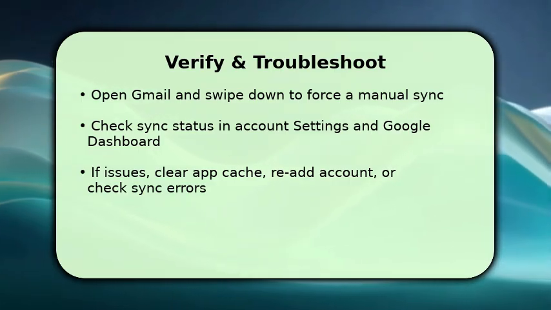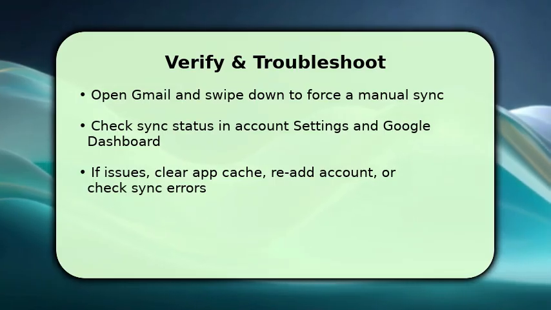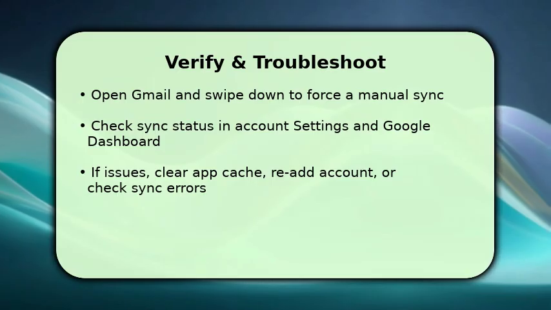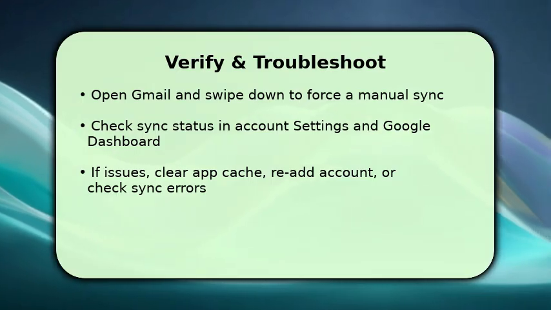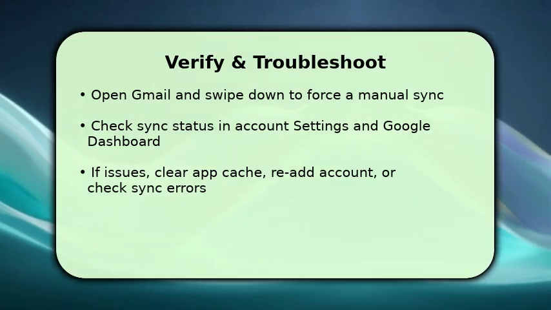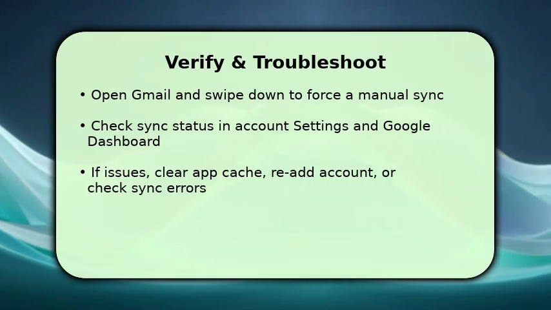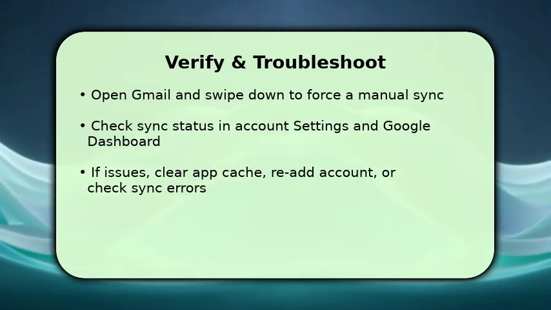If mail doesn't arrive, clear the app cache, restart the device, and re-add the Google account. These steps often resolve token or permission errors. If a persistent sync error shows, check that two-step verification or app passwords aren't blocking access before contacting support.